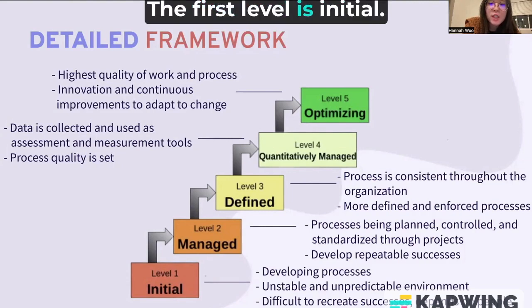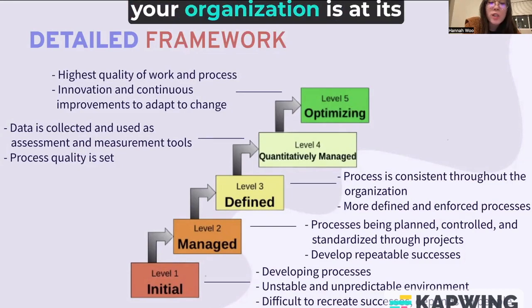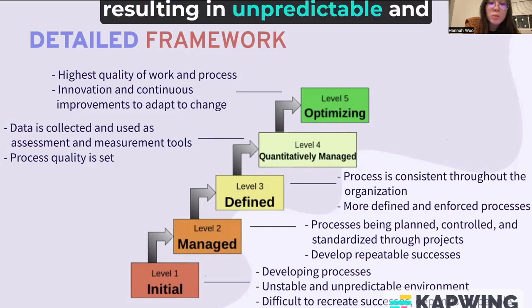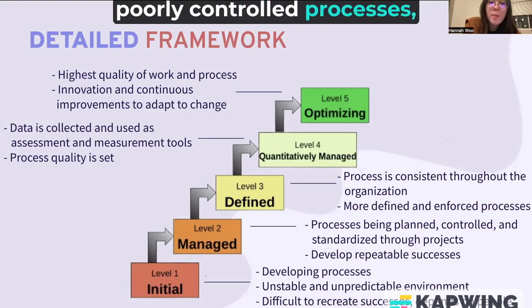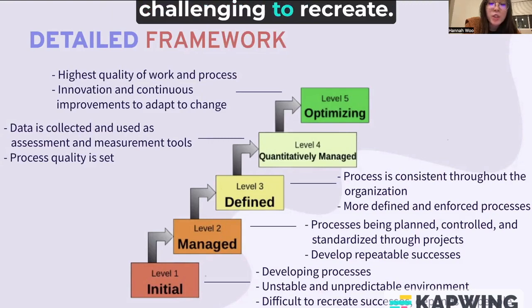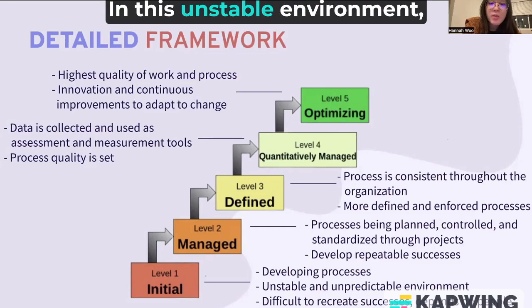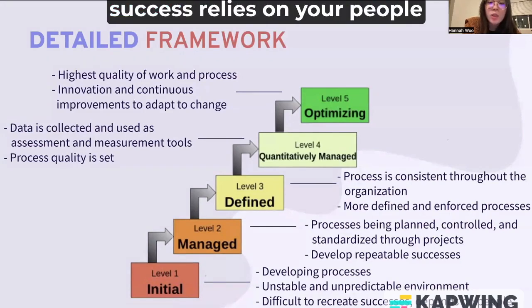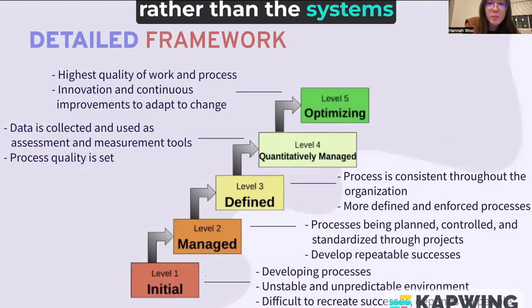The first level is initial. During this stage, your organization is at its lowest amount of maturity. You might be developing ways to manage and organize, resulting in unpredictable and poorly controlled processes, making past successes challenging to recreate. In this unstable environment, your organization is more reactive than proactive, and success relies on your people rather than the systems in place.